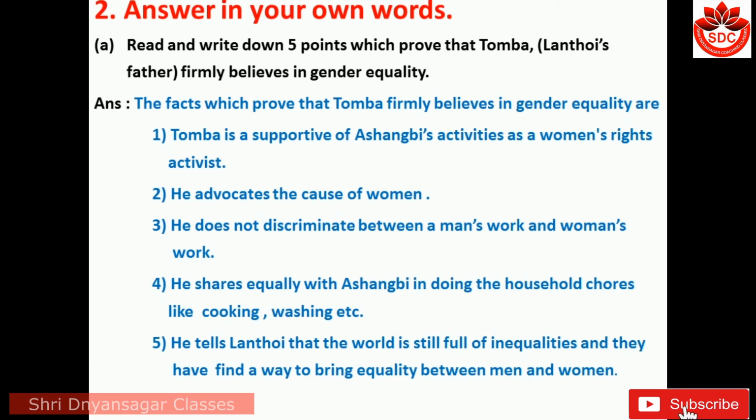Answer. The facts which prove that Tomba firmly believes in gender equality are: first, Tomba is supportive of Ashanti's activities as a women's rights activist. Second, he advocates the cause of women. Third, he does not discriminate between man's work and women's work. Fourth, he shares equally with Ashanti in doing the household chores like cooking, washing, etc. Fifth, he tells Lanthoi that the world is still full of inequalities and they have to find a way to bring equality between men and women.